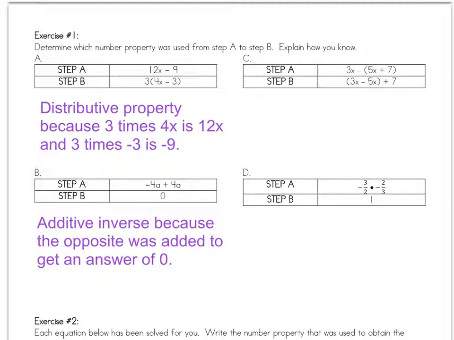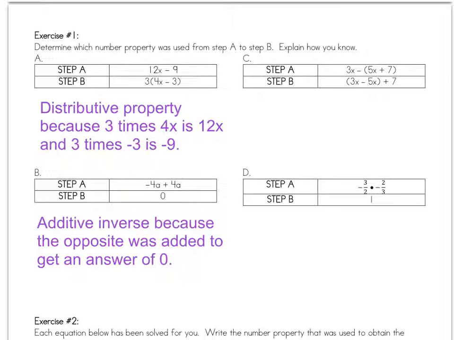Now as we move on to part C, it looks like there's parentheses going on. Now that may or may not have anything to do with the number property that's used, but that's certainly one thing that I think of. And it appears that the 3x, the 5x, and the 7, they're all in the same order. So commutative property's out. But it does look like the numbers were grouped differently. So what number property lets us group numbers differently? Well, that would be the associative property.